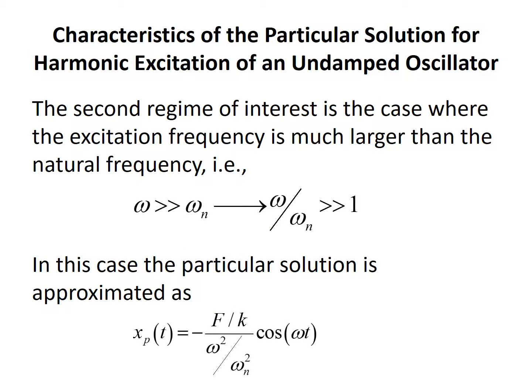Now the second regime of interest is the opposite end of the spectrum. Let's assume for a moment that the driving frequency is much greater than the natural frequency. In this case, omega over omega sub n is much greater than 1. So if we take the particular solution and assume that omega over omega sub n is much greater than 1, then what we get is the particular solution can be approximated as xp of t is equal to minus F over k over the ratio of omega squared to omega n squared times cosine omega t. In this case, we note a couple important features of the amplitude.